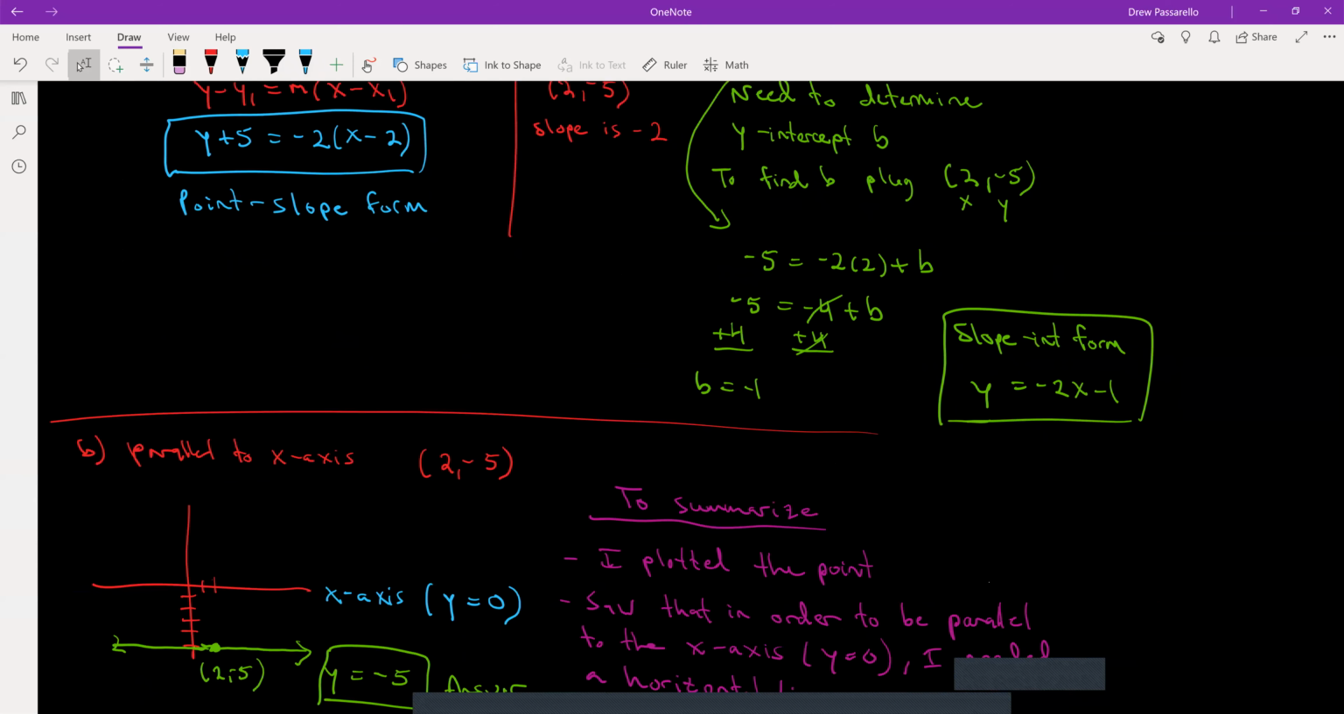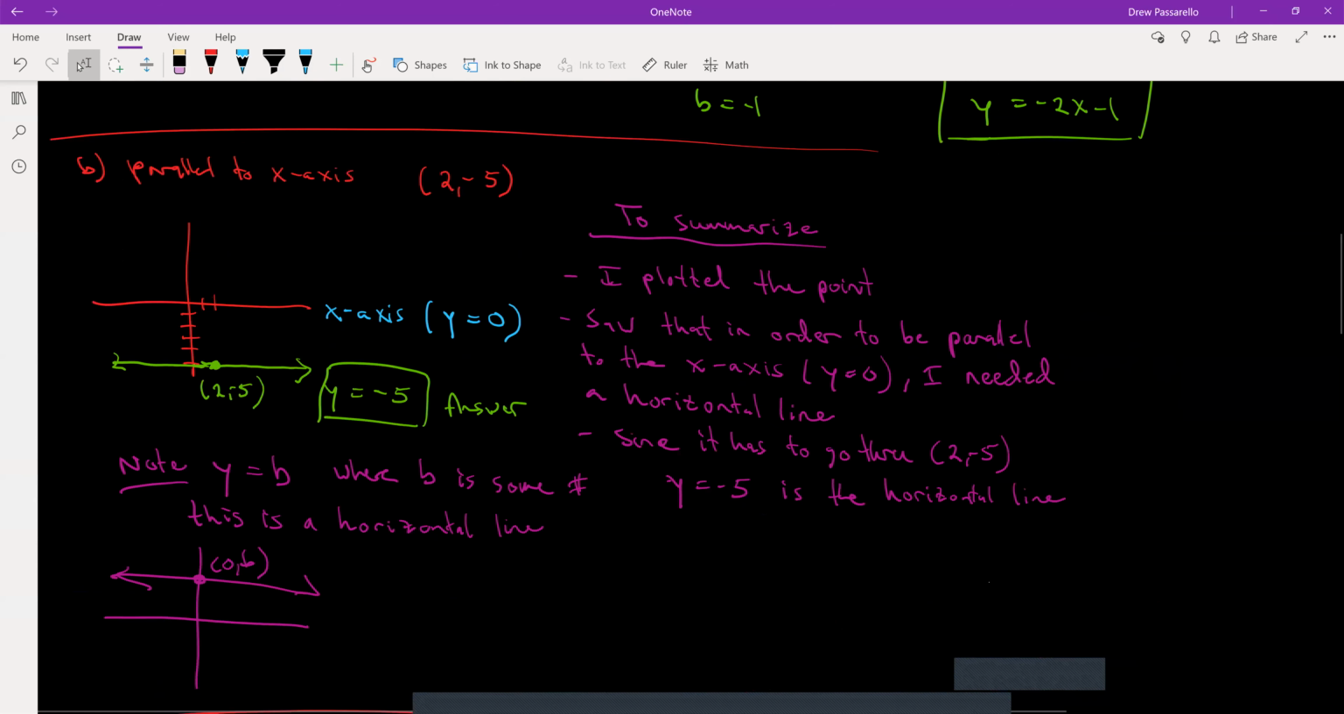Part B dealt with it being parallel to the x-axis. And since the x-axis is a horizontal line, our answer is going to be a horizontal line. And since it's a horizontal line, it's going to have the structure of y equals b. In this case, since it goes through the point (2, -5), the y coordinate of that point is -5. So the answer is going to be y equals -5.